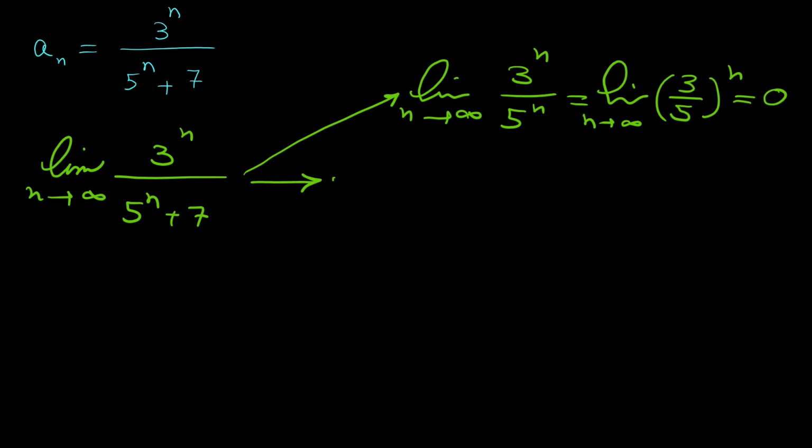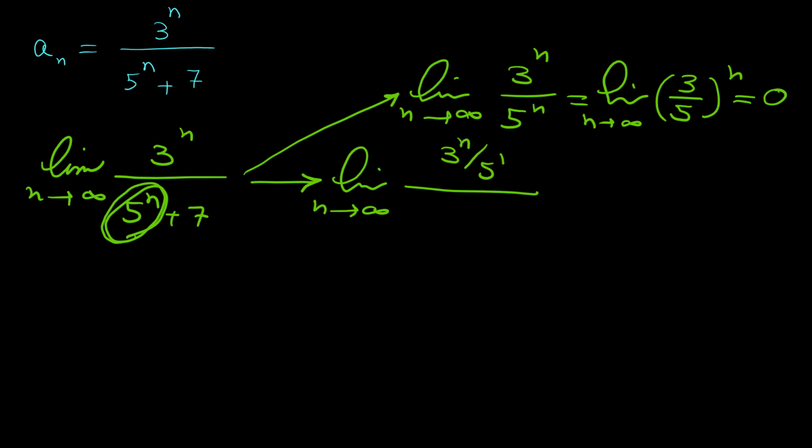But if you want a better solution, a more mathematical way, remember the method that was based on dividing numerator and denominator by the highest degree of the denominator. Here we don't have a highest degree, but we have the highest term, which is this. So we divide the numerator and denominator by 5 to the n.